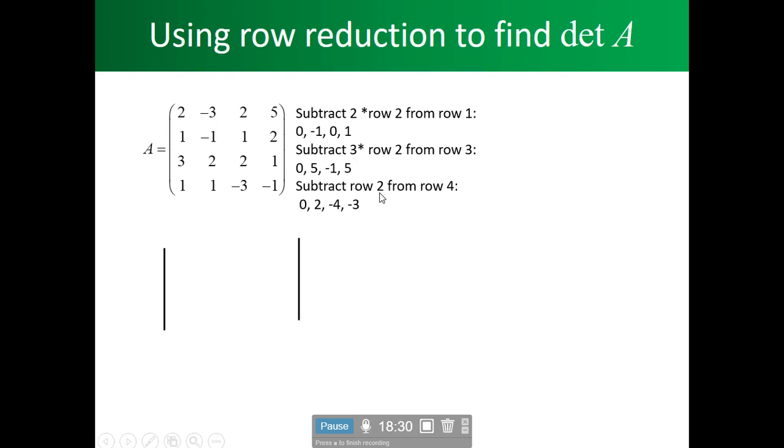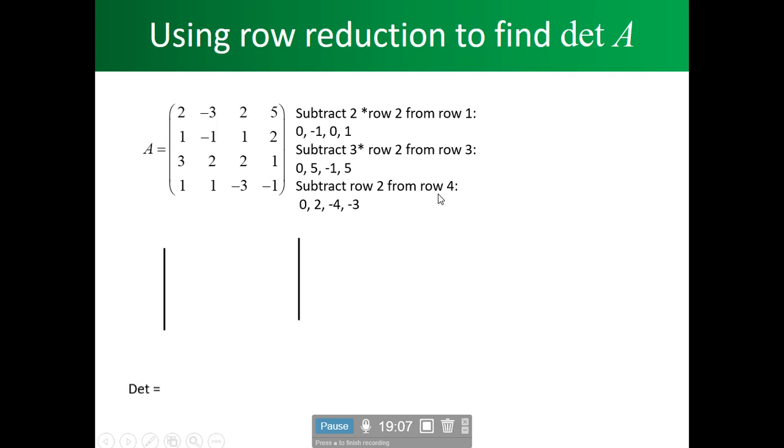Okay, so the next step, what we want to do is subtract row 2 from row 4. Row 2 from row 4. So if we subtract 1 from 1, we get what? 0. Make this a negative 1 times a negative 1, which gives us 1. That gives us 2. We have a negative 1 here, so that's a negative 4. We have a negative 1 here. That'll give us a negative 3.